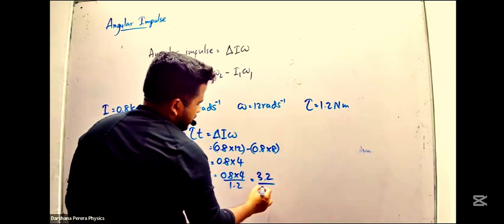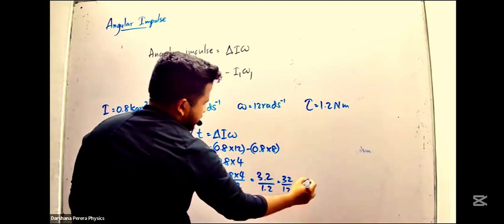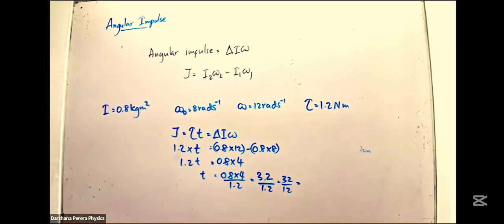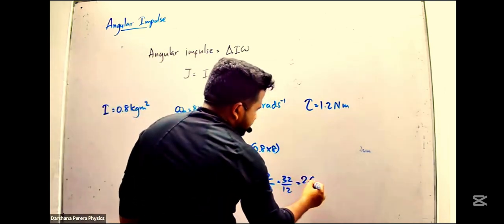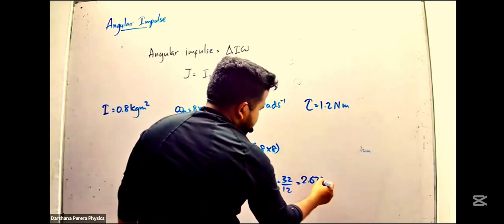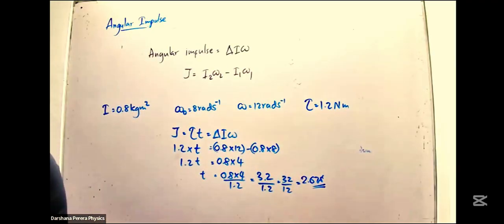3.2 over 1.2, that is 32 over 12. What is the answer? Yes, your answer is correct: 2.67 seconds. Good.